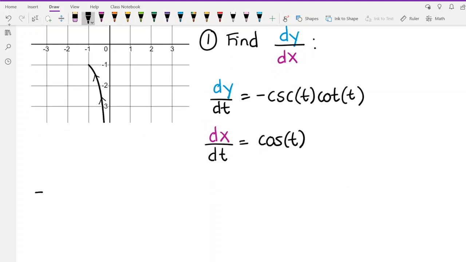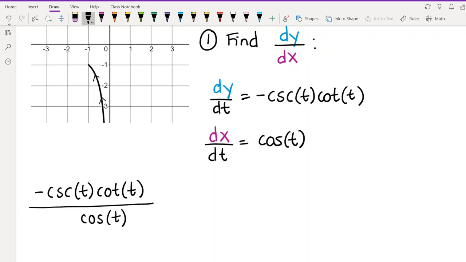So we say negative cosecant of t times cotangent of t all over cosine of t. And, you know, we could leave it like this and then we'd have to use the quotient rule and it would be kind of complicated in the next example. So it might be nice to rewrite this in terms of sines and cosines and see if we can cancel anything out. So another way of writing cosecant would be 1 over sine, right?